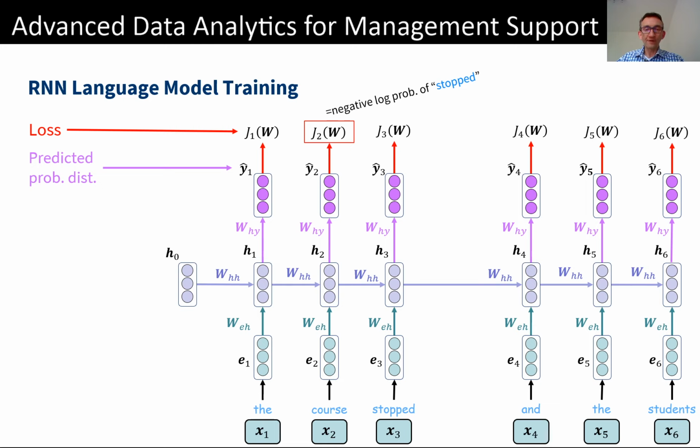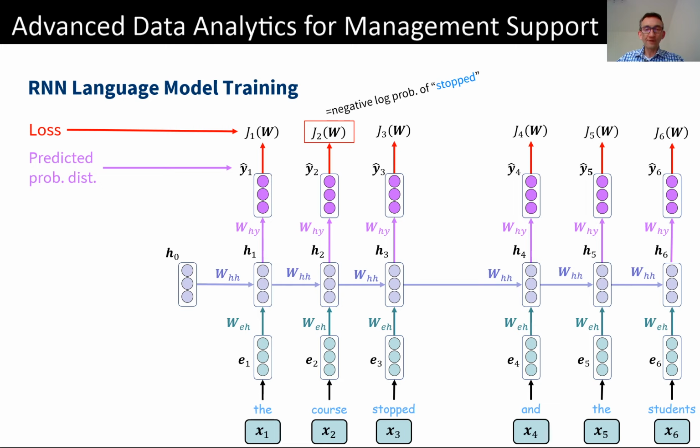by the same logic corresponds to the negative log probability of the word stopped, because stopped is the next word in our sequence. That's the target word if I'm trying to predict the next one. So it's the negative log prob of stopped that we get as our second loss value. And it continues in that manner. The course stopped ends, so ends is the next target word.